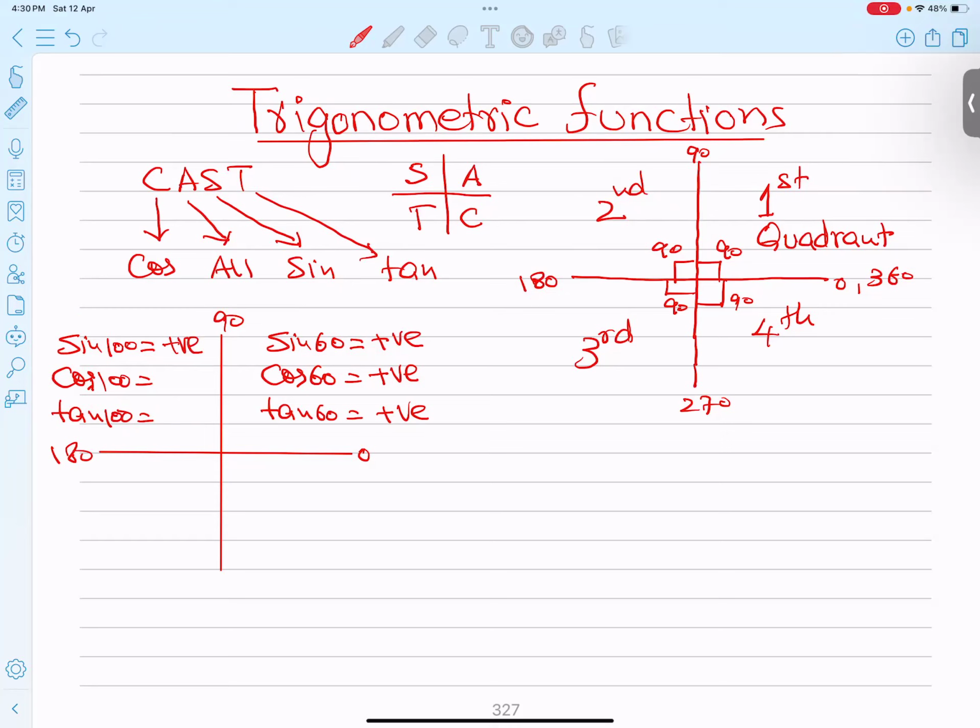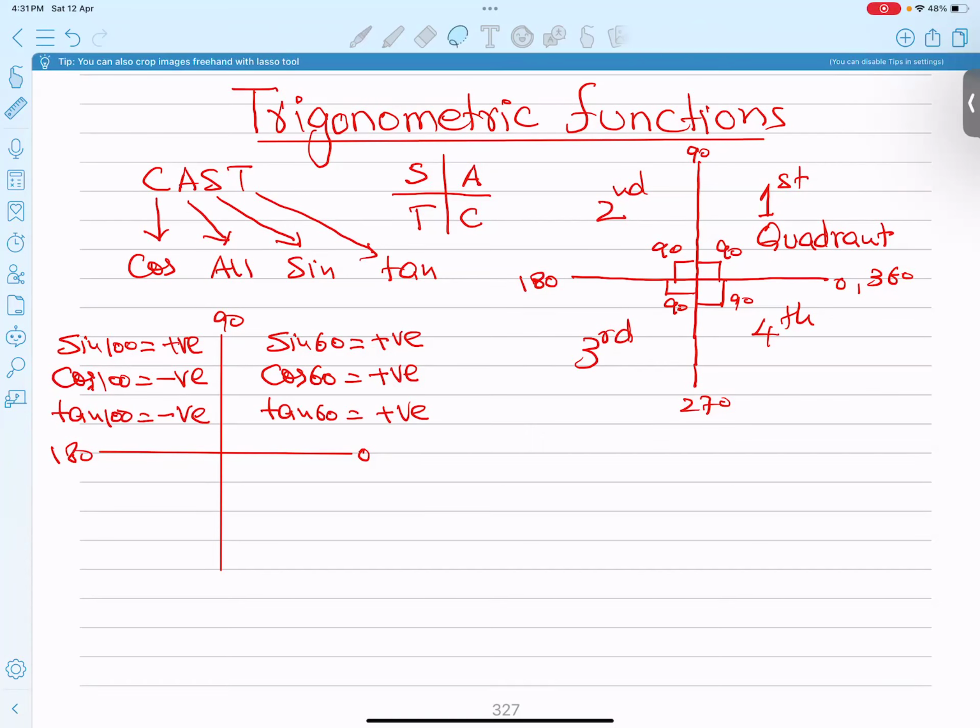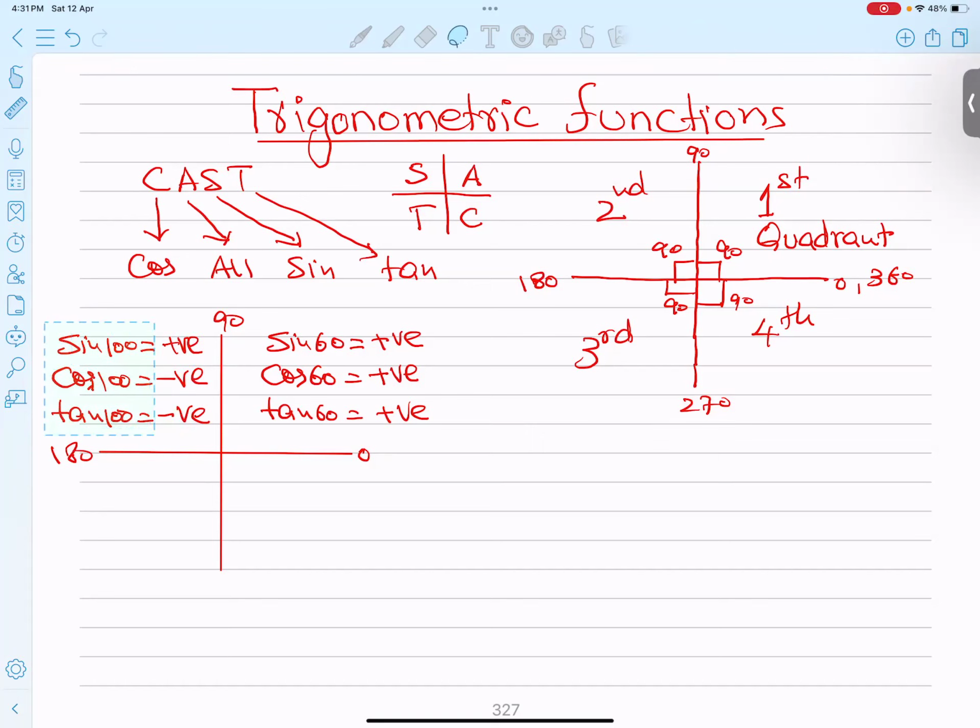Listen to me, students, you will not just watch. You will type parallel with me in the calculator. Cos 100, when you type it, you will get a 100% negative answer. Check it in your calculators. And tan 100, if you type it in the calculator, will again give you a 100% negative answer. I believe everyone is understanding very well what I am saying. Okay, this is done.